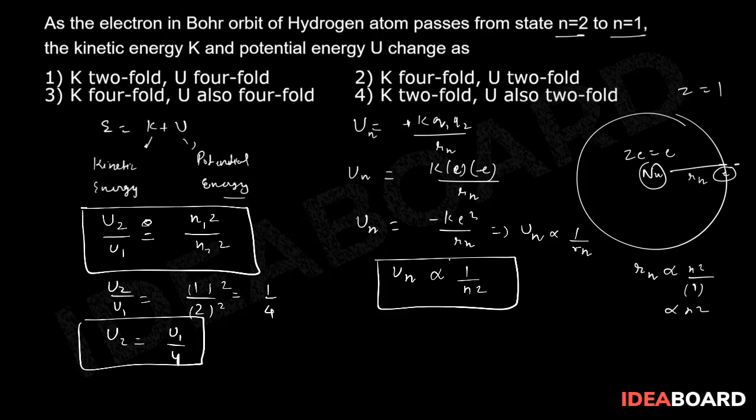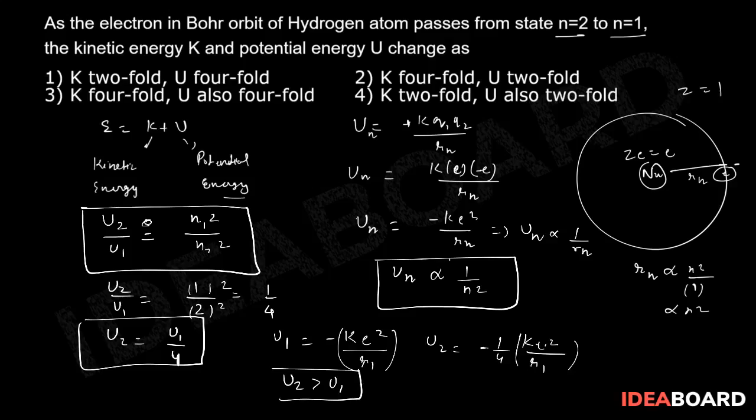But we know that potential energy is negative, right? So U1 will be minus Ke square upon R1, right? And U2 is going to be now minus 1 upon 4 into Ke square by R1. Correct? If you substitute the value of U1. So basically we can see this is the negative value. So it is decreased, but because of this negative sign, potential energy increased. So U2 will be greater than U1 and it will be 1 by 4 times.